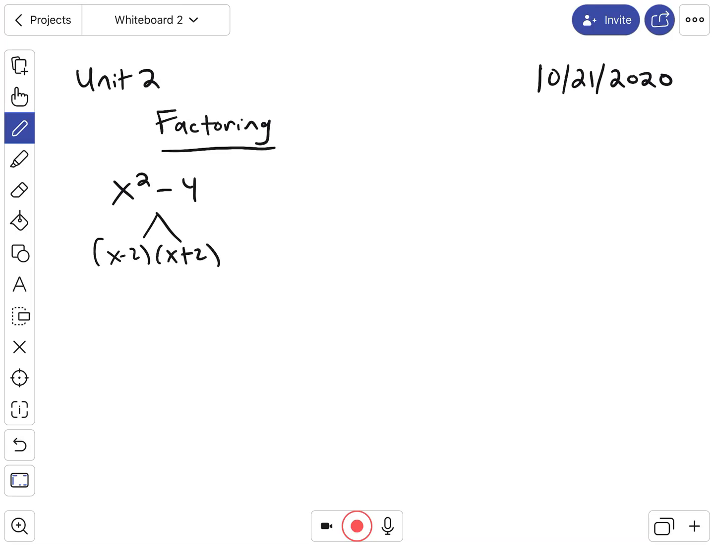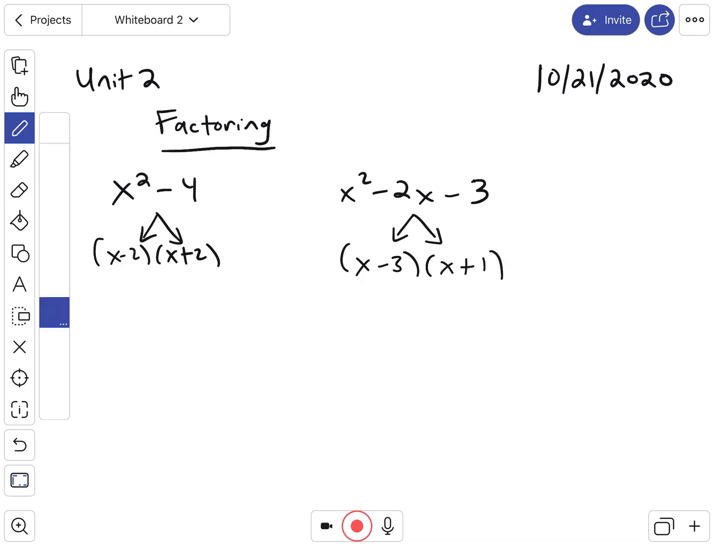You could also see an example of factoring if you have something like this. You would factor it, and factoring is basically breaking it down like this. You would factor it into x minus 3 times x plus 1. Okay, so those are just a couple of examples.